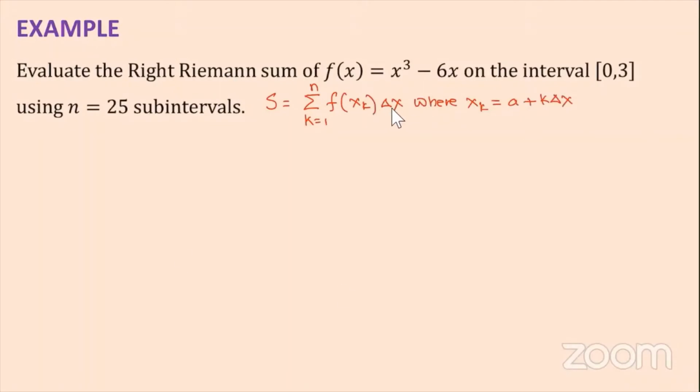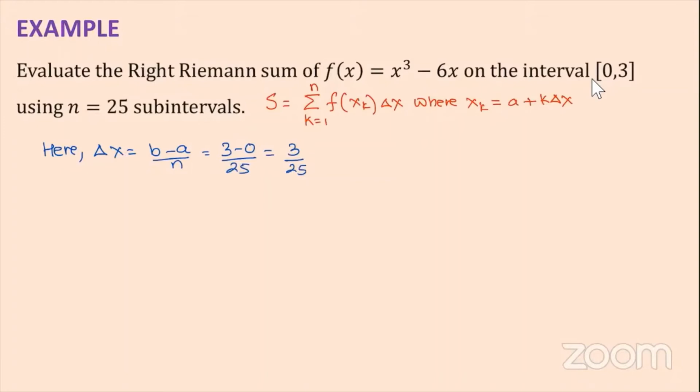So first I need delta x. That's where we are going to begin. Here delta x is b minus a over n. We are calculating the sum or area from 0 through 3. So a is 0, b is 3. So b minus a will be 3 minus 0, divided by n, which is 25, which is equal to 3 over 25. That is your delta x.